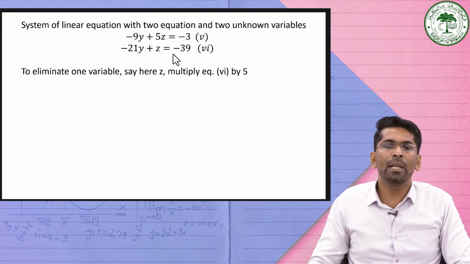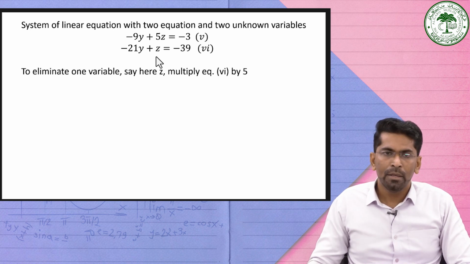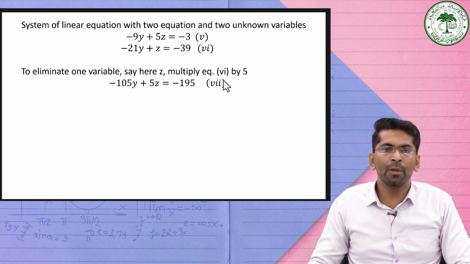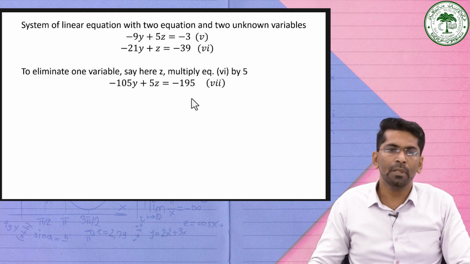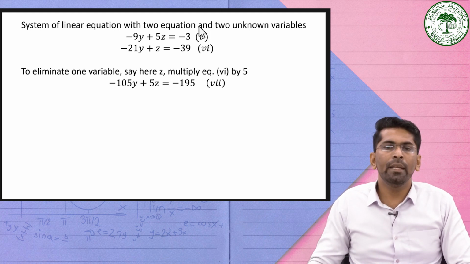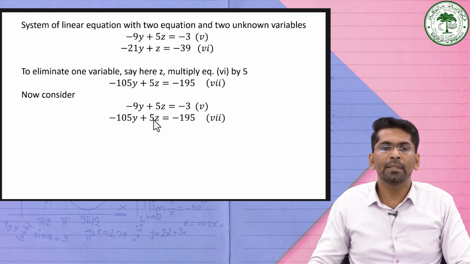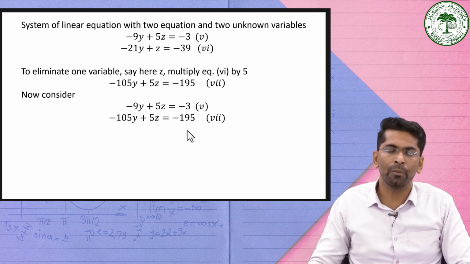If you multiply equation number 6 by 5, the coefficient of z will be similar. So I am going to multiply equation number 6 by 5. So the sixth equation will become minus 21 into 5, which is minus 105y plus 5z, which is equal to 5 into minus 39, which is minus 195. So here, now we are going to consider equation number 5 and 7. See, it is minus 9y plus 5z is equal to minus 3. Then this one, minus 105y plus 5z is equal to minus 195.